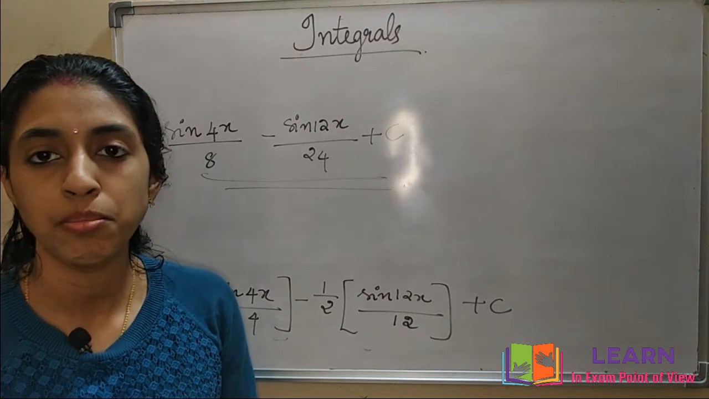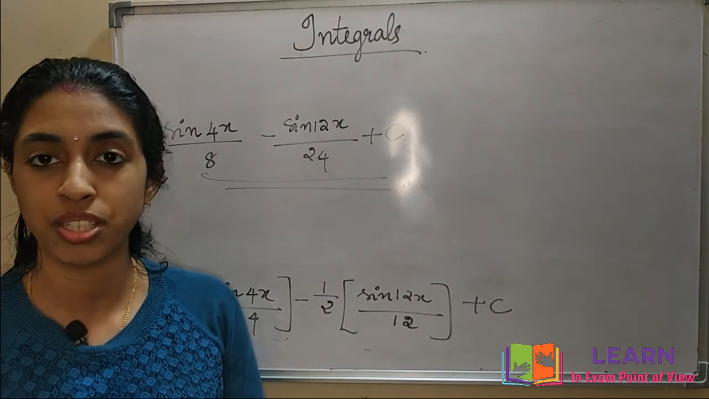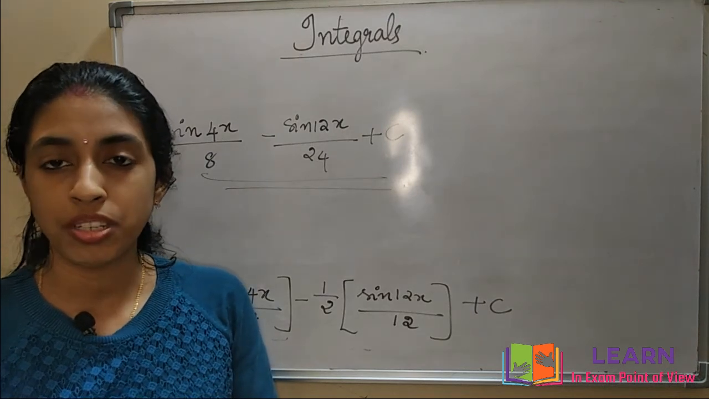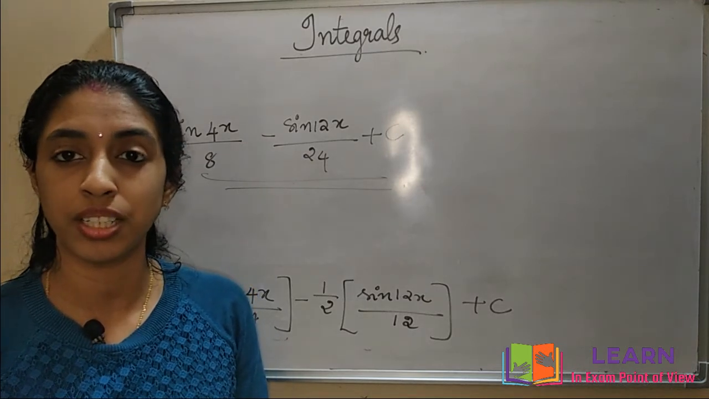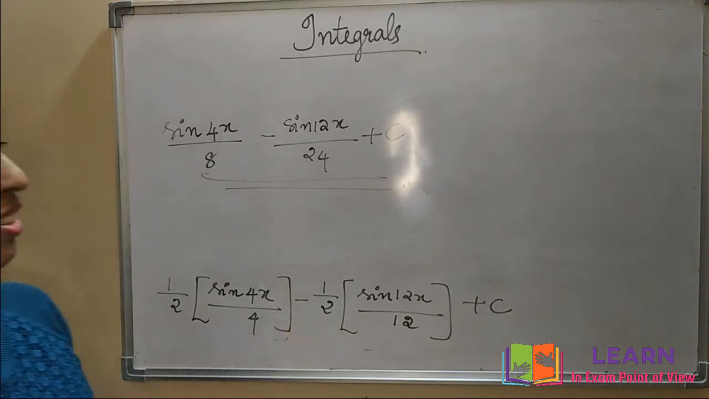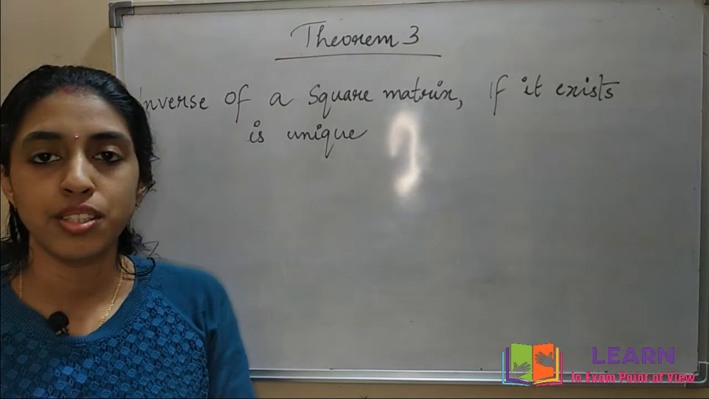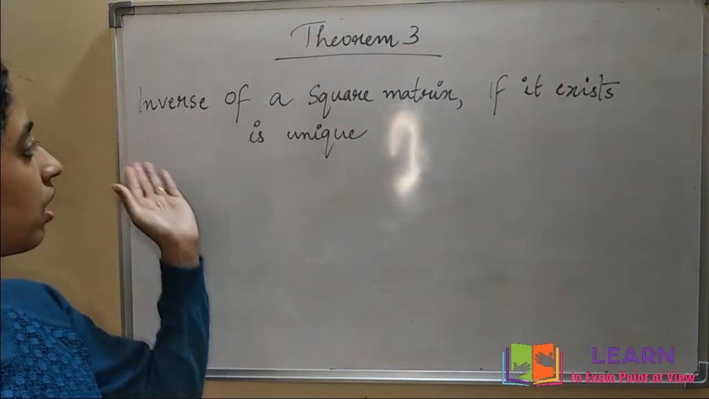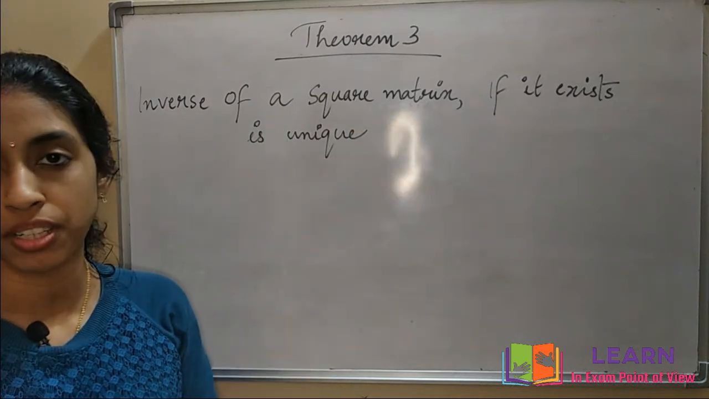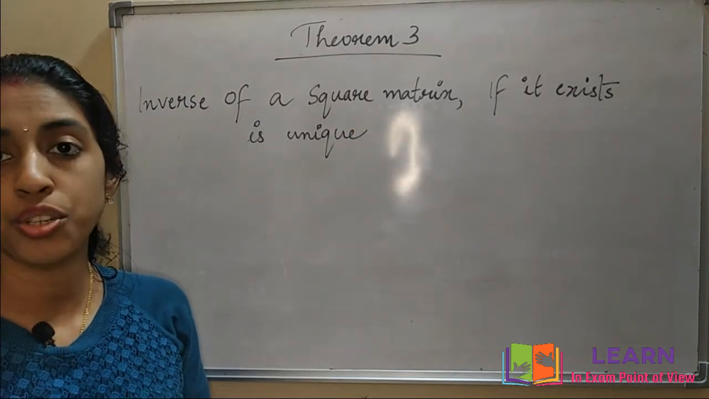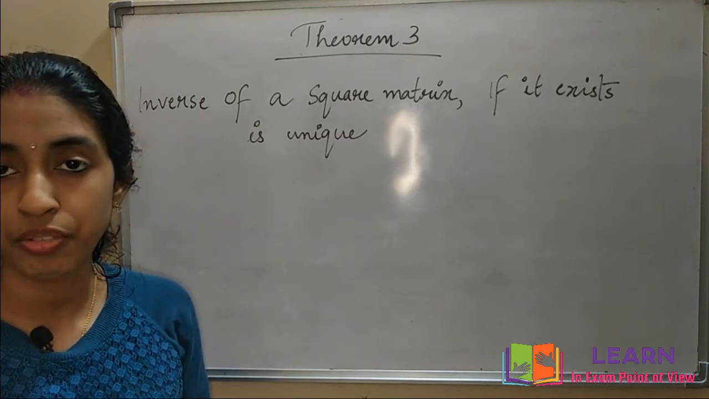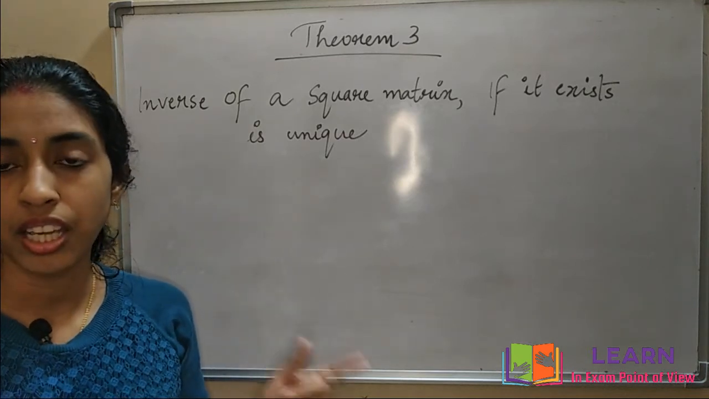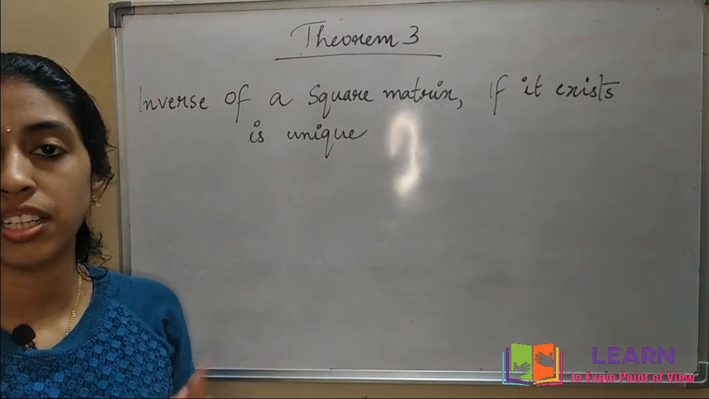So next we can move to Theorem 3 in matrices, which I had missed. One student has asked to explain it. So Theorem 3 is what? The inverse of a square matrix, if it exists, should be unique. That is, for a square matrix A, if it has an inverse B, that B should be unique. It shouldn't contain two values.